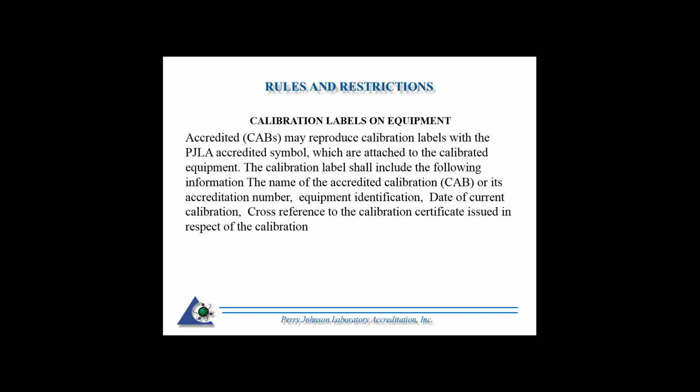It has to have the specific equipment identification number on the label, the date of the calibration, and last but not least, it needs to cross-reference to the calibration certificate issued, that should be report of calibration, I apologize for that. In other words, you're required in section 5.10 to have unique identifiers on your calibration certificates. That unique identifier, if you are utilizing the PJLA logo on a label, needs to be on that label.